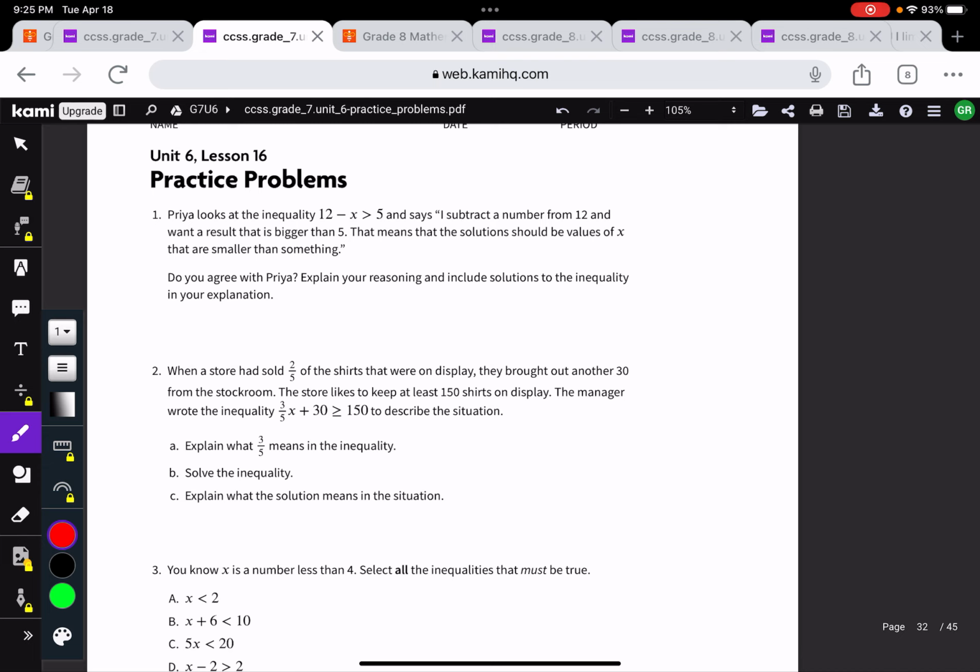Well, let's solve it. If that says 12 minus x is greater than 5, first thing is take off 12 from each side. And now I have negative x is greater than, I told you they start to look like 7s, negative x is greater than negative 7. That means a positive x, I have to switch it when I'm dividing each side by a negative, is less than 7. So look at what Priya said and see if that makes sense.